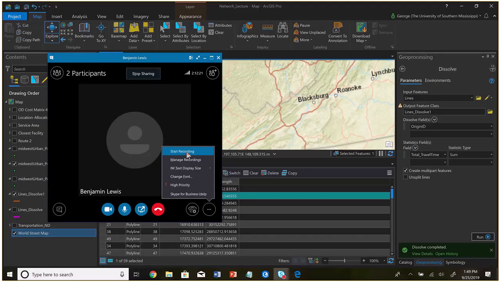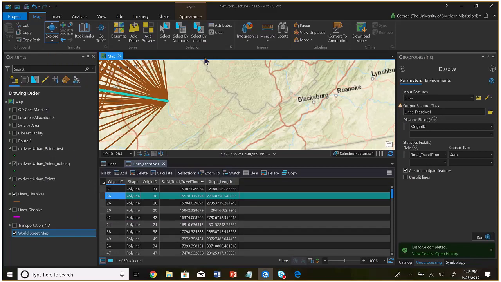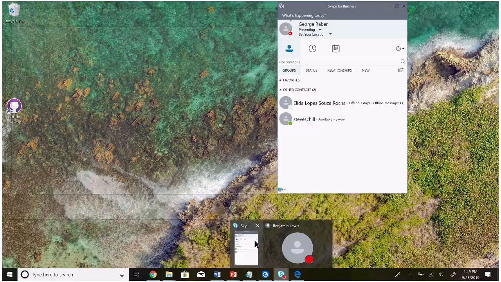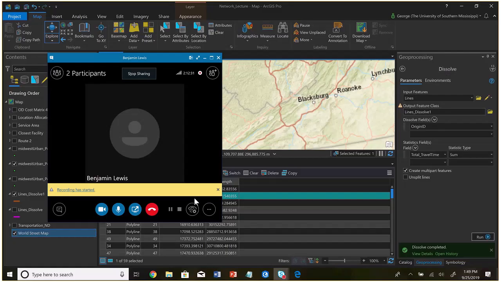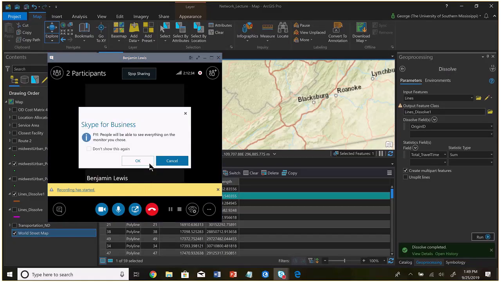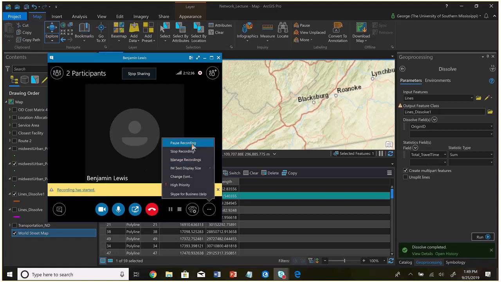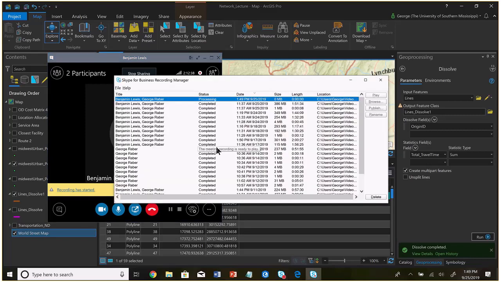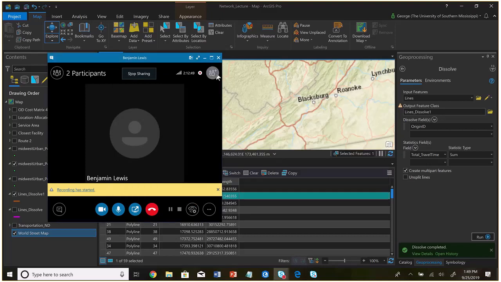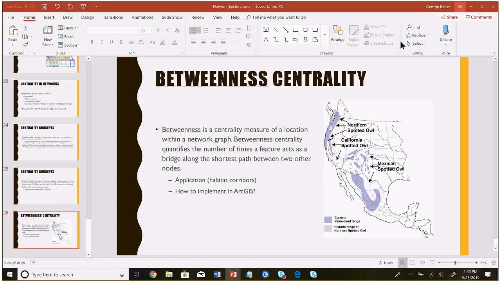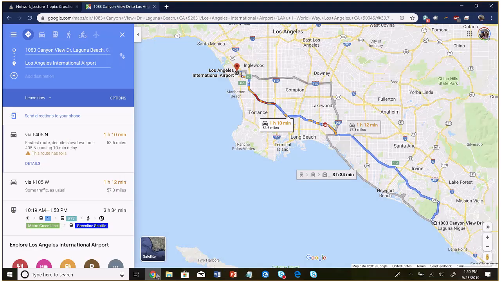Start recording again. All right. Share my desktop. Make sure that works. Oh yeah, okay, that's the one that's currently going. 9:25. Okay, so let's look at the lab for today.